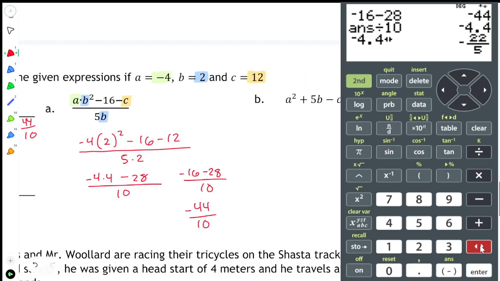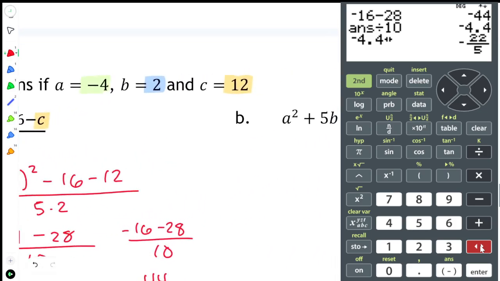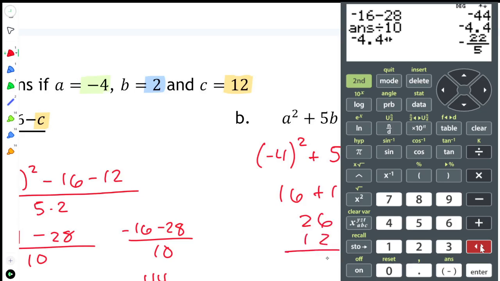And then the second one, B, same pattern going on. I've got A and I need to square it. I'm squaring A this time and it's negative, so I'm going to be very careful. I've got a negative 4 that I'm going to square, plus 5 times what B is, 5 times 2, and then minus the number 12. So I'm looking at positive 16 plus 10, and then minus 12, which is what, 26? And if I subtract 12 from that, I think I get the number 14.